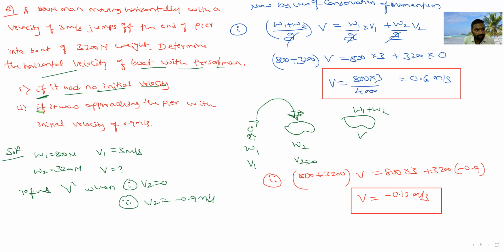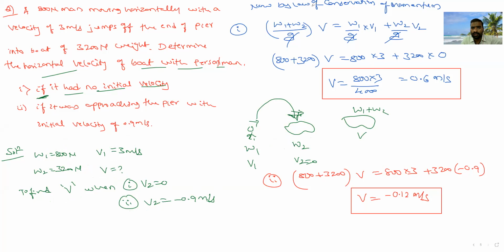Then second, if it was approaching the pier with initial velocity. Next, the pier is here. The boat is coming towards the pier. In that condition, initial W1, W2, V1 is given. Then V you have to determine. Condition 1 is V2 is equal to 0, boat velocity is equal to 0. Then the second condition is V2 is equal to minus 0.9 meter per second. Why have I taken minus? Because the person is moving in this direction, the boat is coming in this direction. That's why I have taken minus.